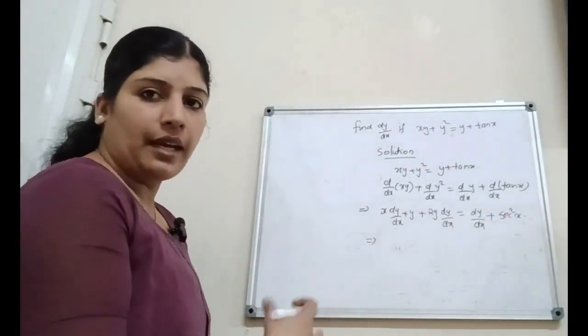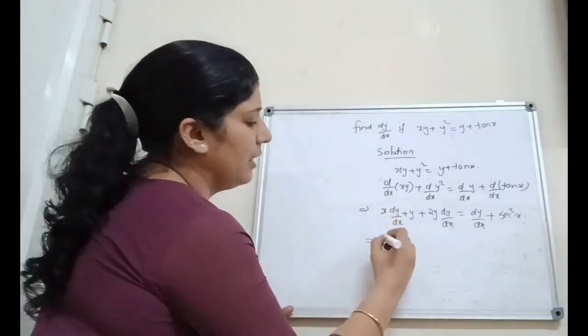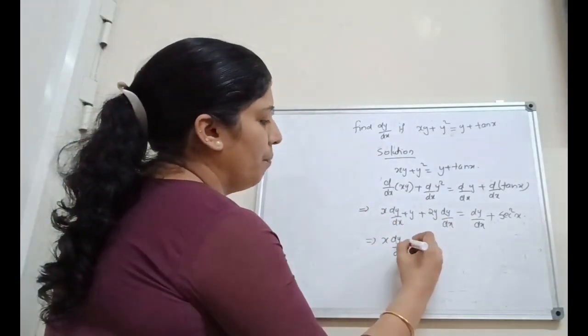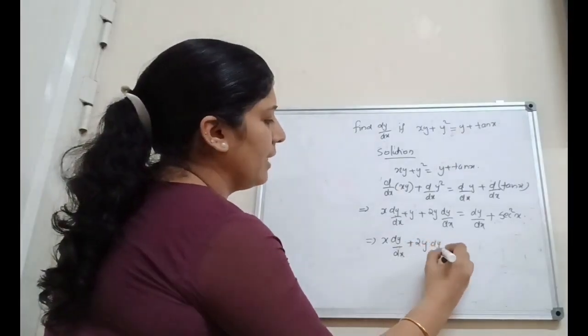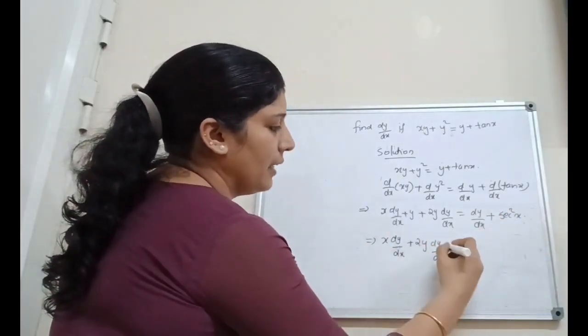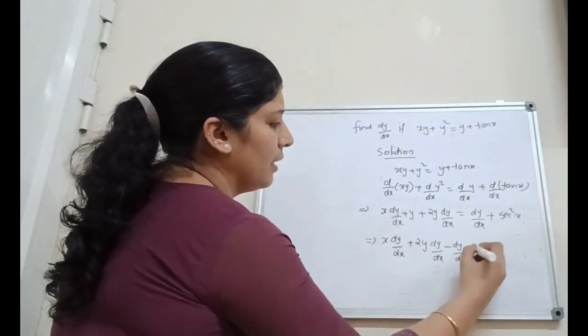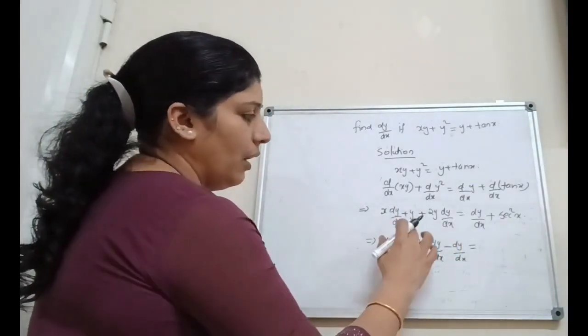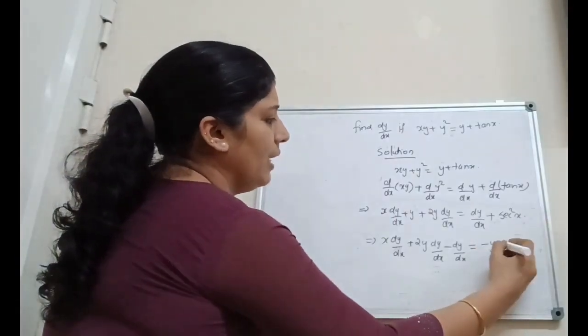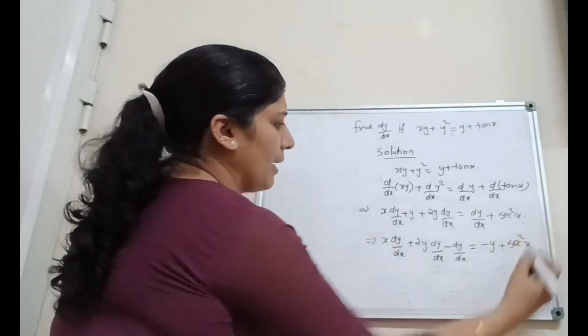First we have to take all terms involving dy by dx: x into dy by dx plus 2y into dy by dx, and on this side it is also dy by dx, so we take it to the left side, that is minus dy by dx, equal to, on the left side the remaining term is y, taking it to the other side, that is minus y plus sec square x.